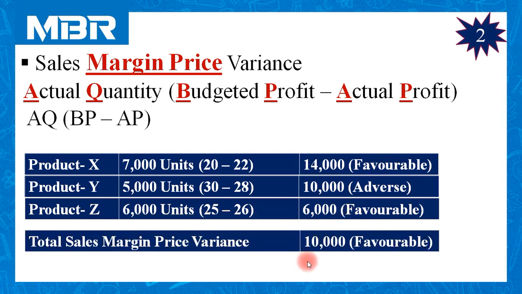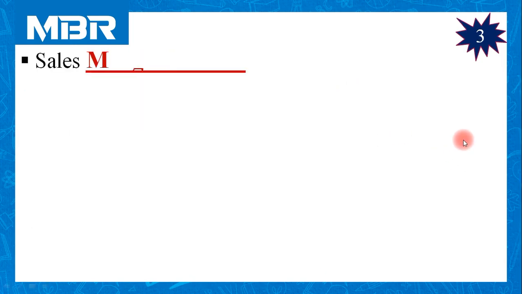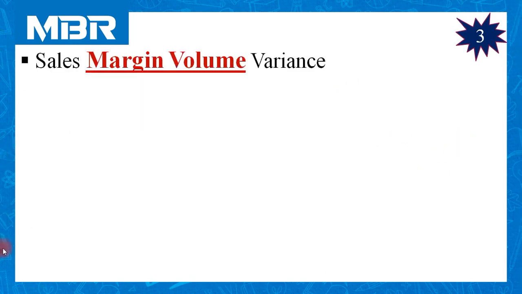Total sales margin price variance rupees 10,000 favorable, 14,000 favorable plus 6,000 favorable in case of Z. So total 20,000 favorable minus 10,000 adverse. So it's a 10,000 favorable. Third, sales margin volume variance, difference in the profit margin because of change in the volume.